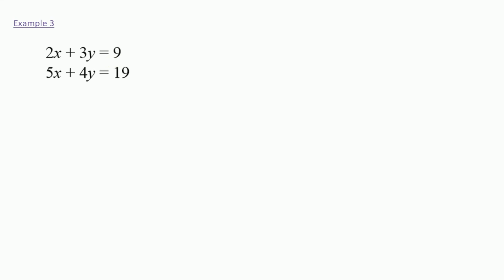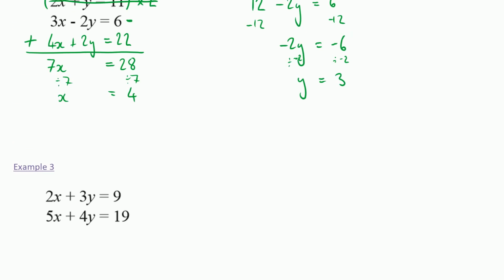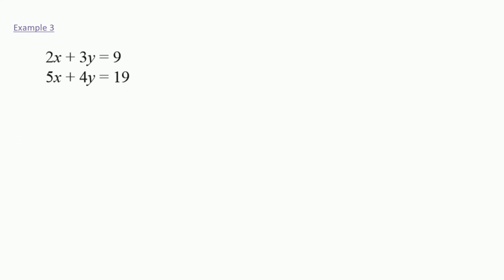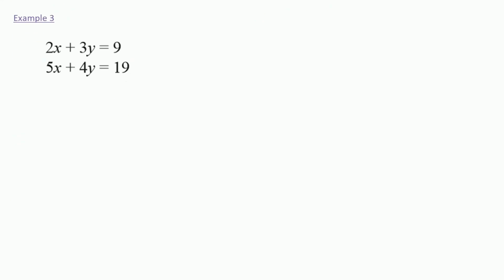And what I have to do here is a little bit similar to what I did in example 2. Only instead of multiplying just one equation, I need to multiply both equations. Now in this question, I'm going to choose to make the y's the same. It doesn't matter whether we pick the x's or the y's, but my personal choice in this question is to pick the y's.